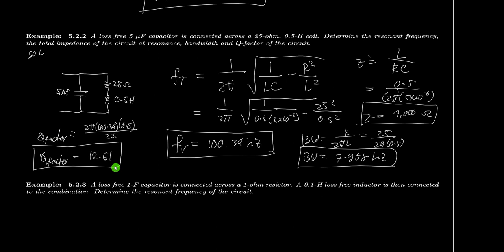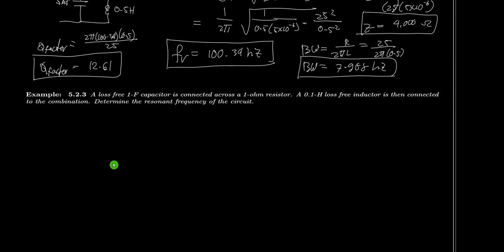Okay. Now for the last example, I will just give you this case, and you can solve this already on your own. This is a series parallel problem. It has a loss-free 1 farad capacitor connected across, in parallel with the 1 ohm resistor, and then it's in series with the coil. So we have a coil and we have the parallel combination of the resistance and the lossless capacitor. Also, the inductor is lossless.